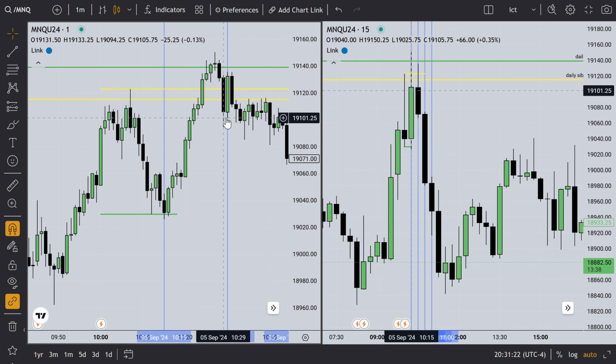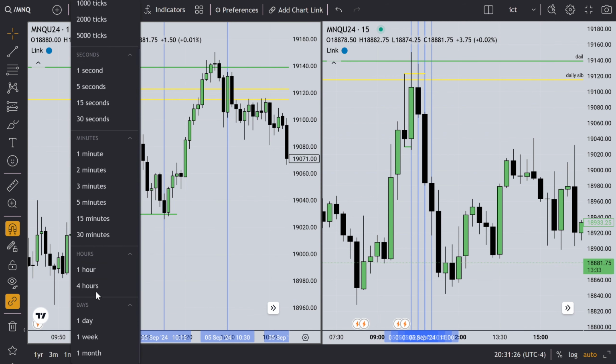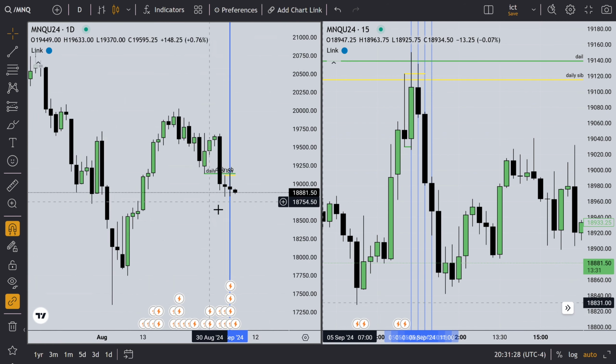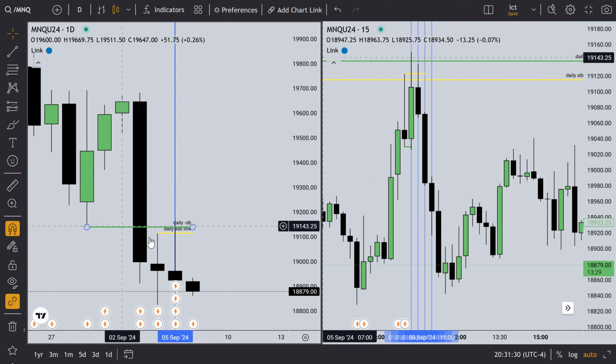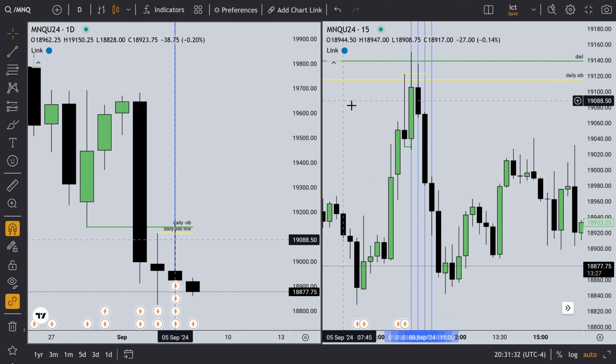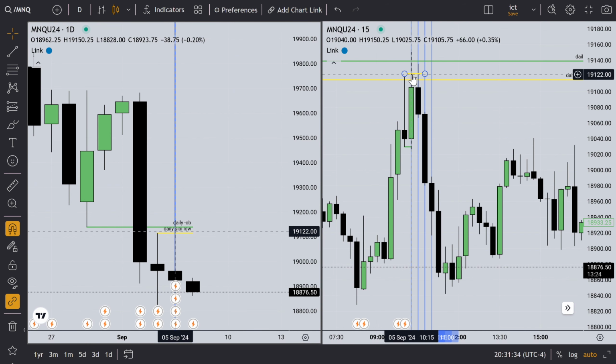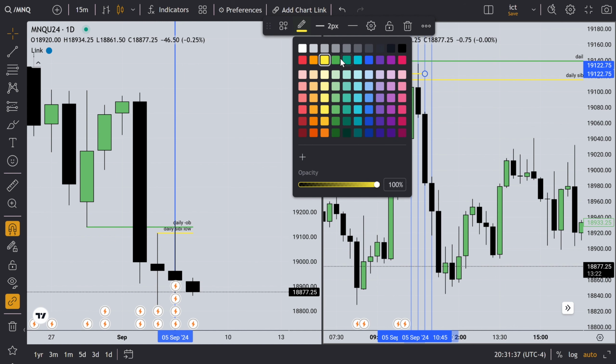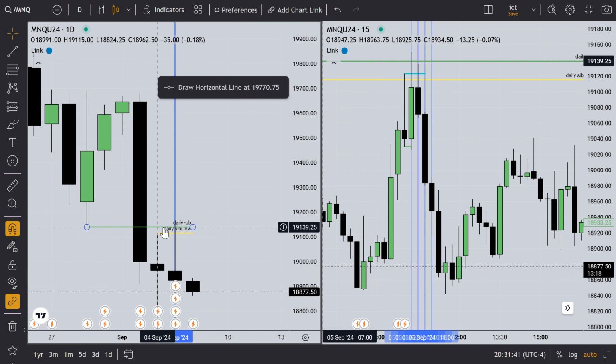Alrighty, so here's what we're looking at: we have a daily SIBI and a daily bearish order block right here. Daily SIBI low marked out with the yellow here. We'll just change this yellow since that's on a 15-minute chart. And then we have this green line marking out the low of this candle, which is the daily bearish order block, which is these 3 consecutive candles here.